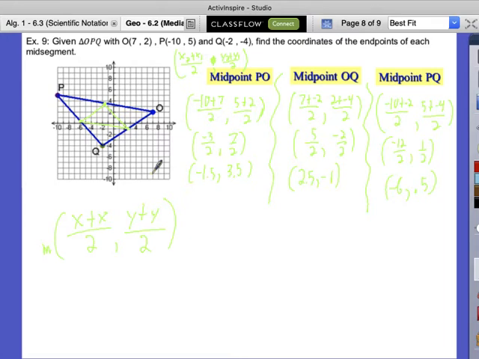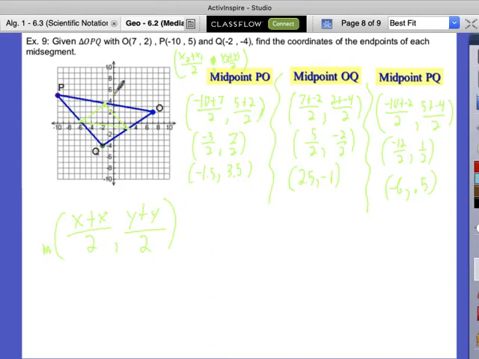Any questions on that? Is there another way we could double check that maybe this right here is actually a mid-segment? Could we check that if it's that it has to be parallel to PO? Could we check that by finding the slopes? We don't have to, but could we? Sure, we're actually gonna go through in a moment, we're gonna prove that something is a mid-segment. Any questions on this?